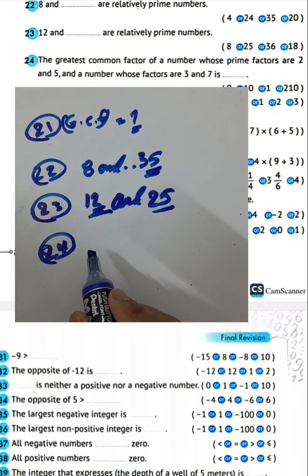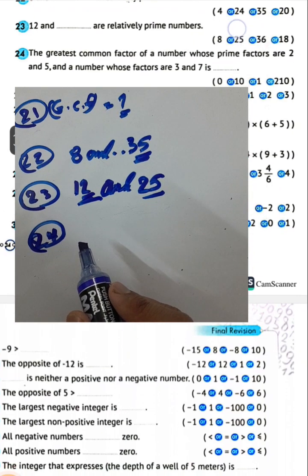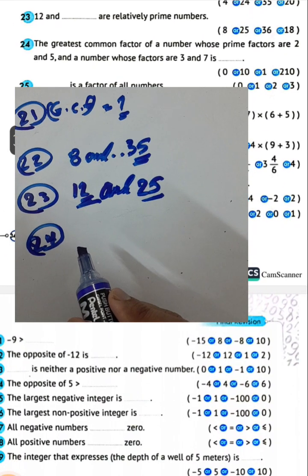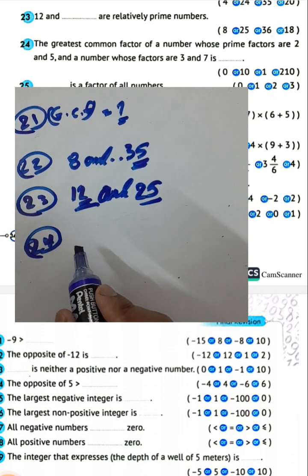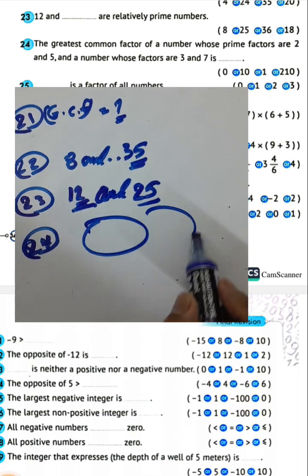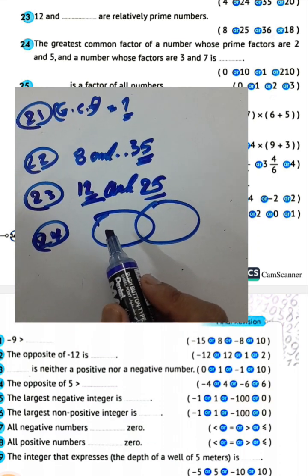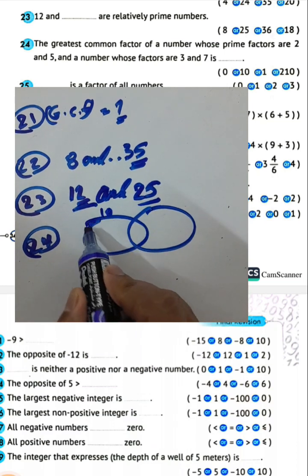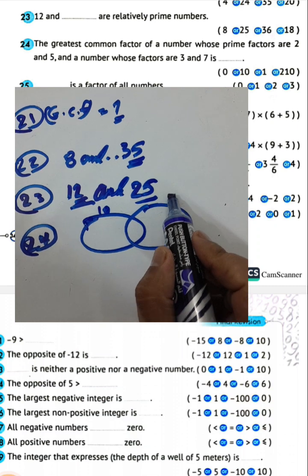Question 24, the greatest common factor of a number whose prime factors are 2 and 5, and a number whose prime factors are 3 and 7, is what? He wrote here the prime factors of the first number. He gives us 2 and 5. 2 times 5 equals 10. It's the first number. And the second number, whose factors are 3 and 7, 3 times 7 equals 21.